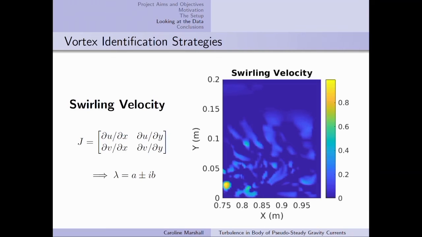The second is a swirling velocity, which involves finding the eigenvalues of this Jacobian matrix J. That splits the flow up into a translational component, A, and a rotational component, B. And again, we can produce pseudo-color plots of B to find possible features of interest.